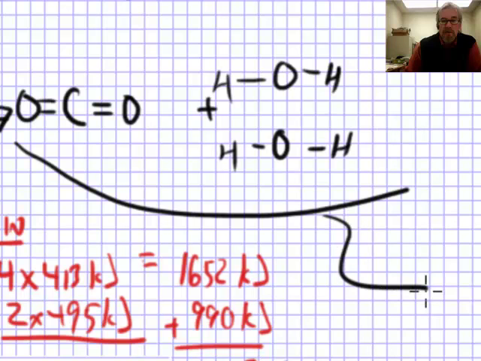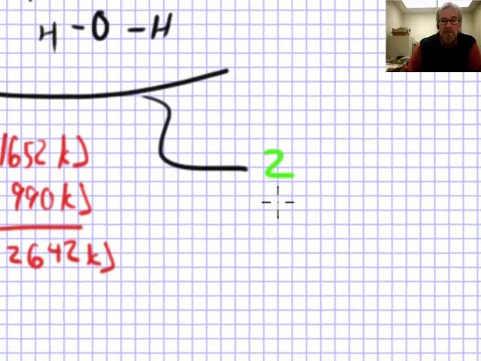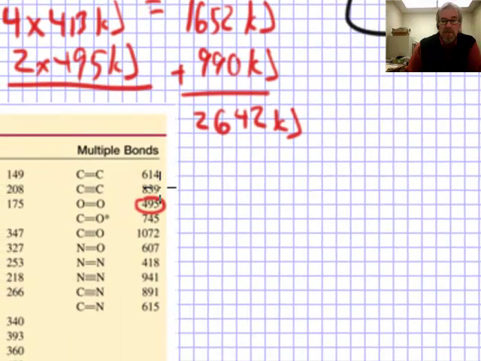These are bonds that form, and energy will be released during these formations. So what bonds form? Well, a C=O double bond and a C=O double bond form. How much energy is that? Well, we're going to have 2 times whatever that C=O double bond energy is. A C=O double bond is 1,072 unless it happens to be in CO2.